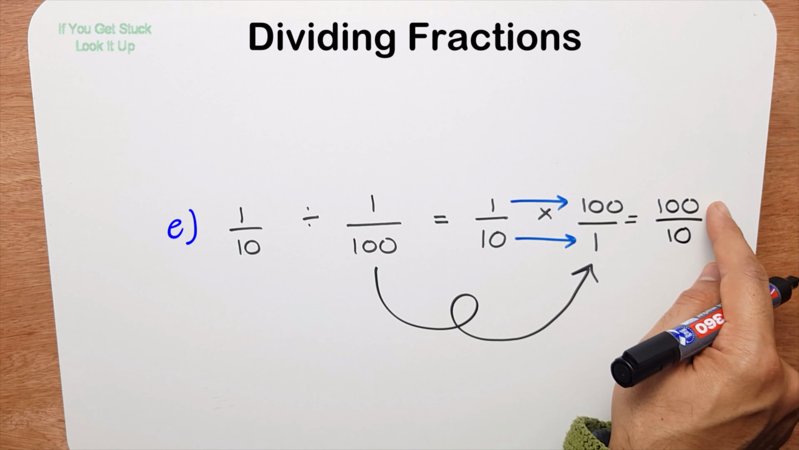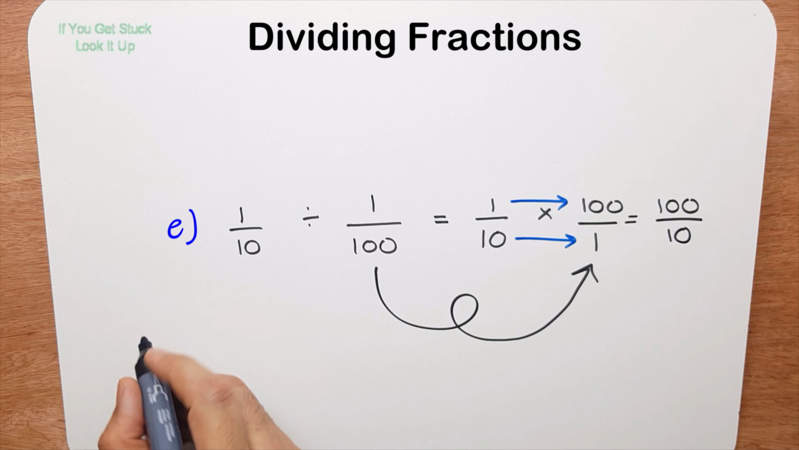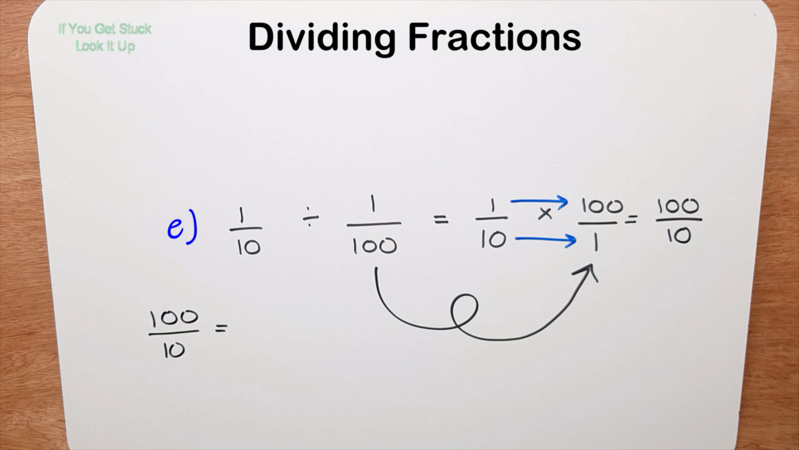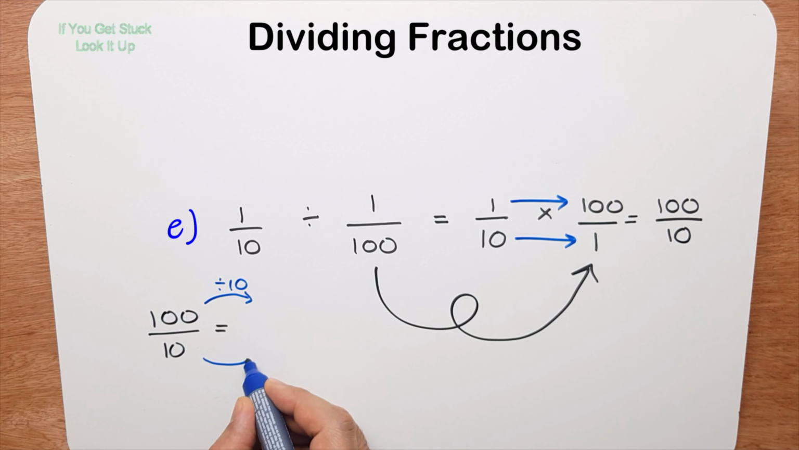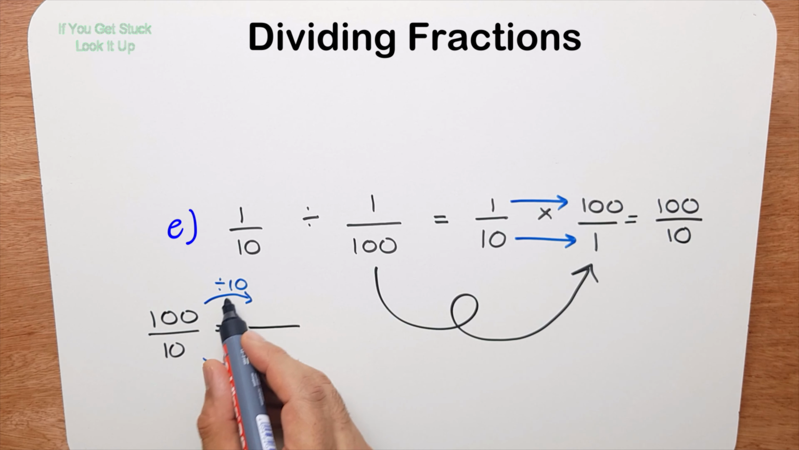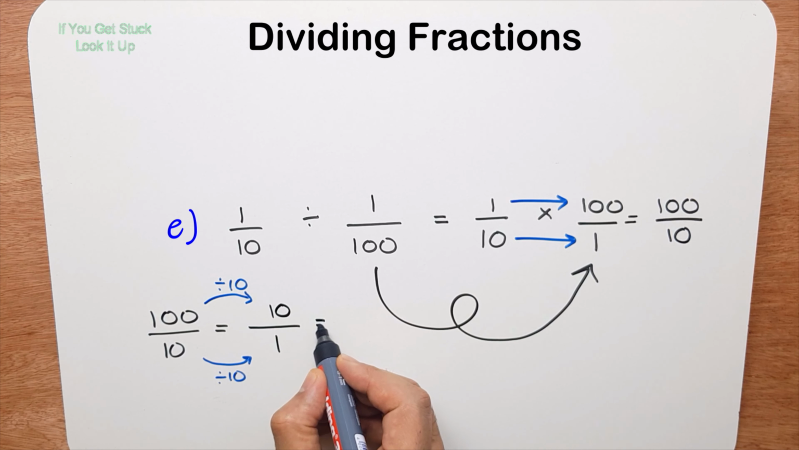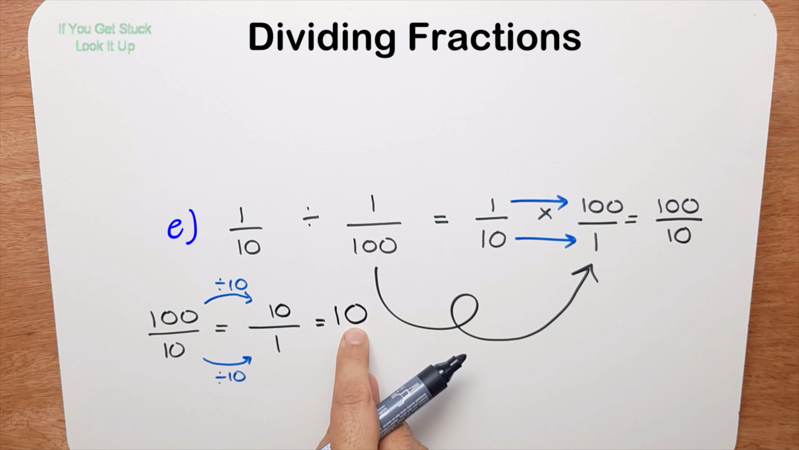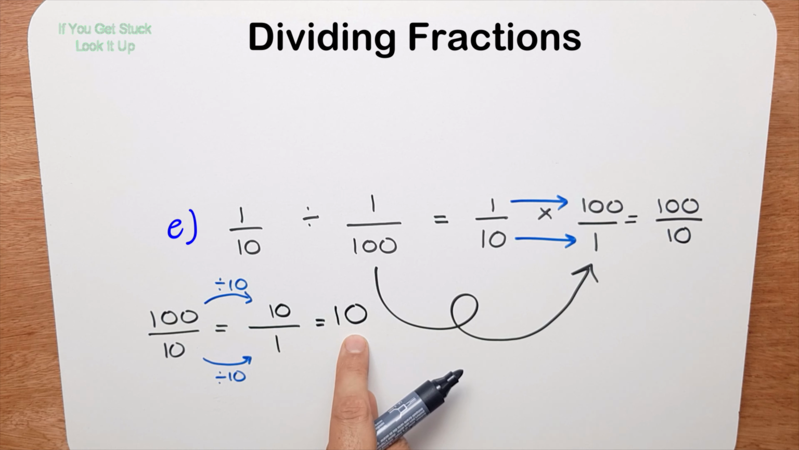Now I know I can simplify this because they're both in the 10 times table. So I'm going to do it here. 100 divided by 10. So I'm going to divide the numerator by 10, and whatever I do to the numerator, I'm going to do to the denominator. 100 divided by 10 is 10. 10 divided by 10 is 1. And any number divided by 1 is that number. So our answer is 10. So 1/10 divided by 1/100 is equal to 10.